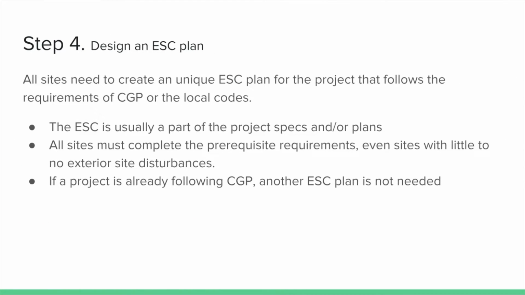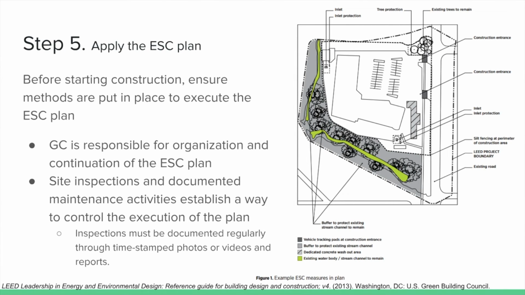Step 4 is to design an ESC plan. All the sites are required to have a unique one for the project that follows the requirements of the CGP or the local codes. The ESC is usually a part of the project specs or plans, but if it's not, you have to create your own. All sites must complete the prereq requirements, even sites with little or no exterior site disturbances. If the project already follows the CGP, another ESC plan will not be needed.